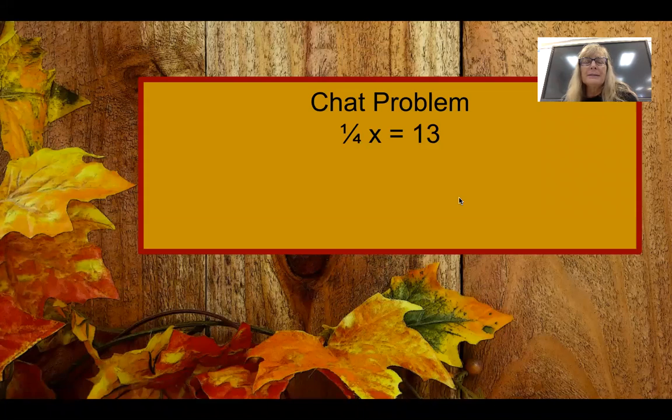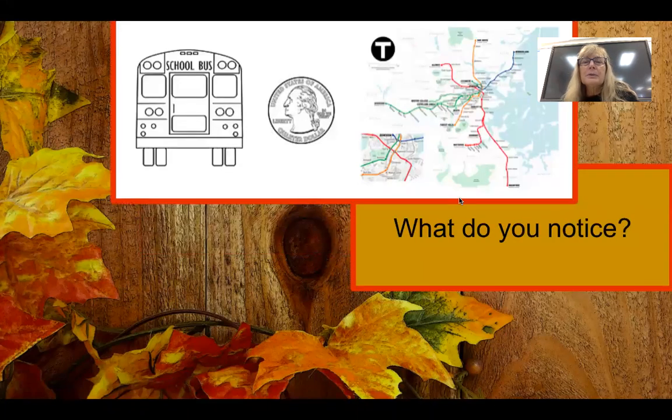I hope you got that. All right, so what do you notice here? All right, so some things that I notice is this looks like a picture of a school bus and a picture of a quarter and some kind of, I don't know, maybe roads, subways, bus routes, something like that. And actually that is in Boston, that is the subway system in Boston.